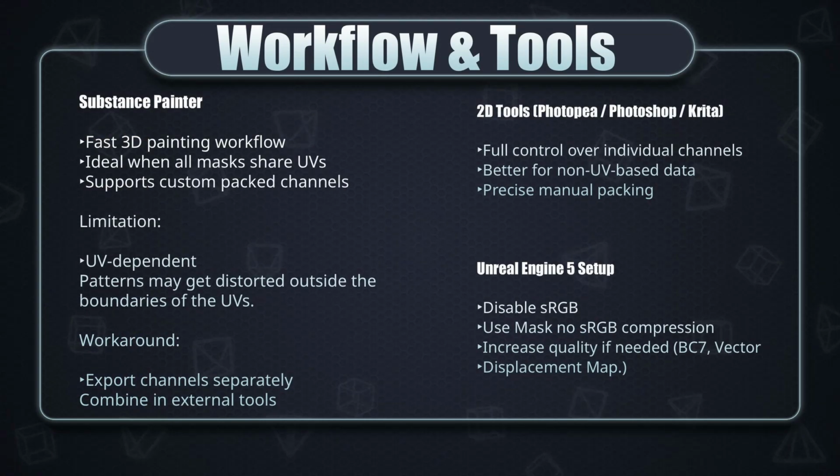In the end, the best workflow depends on the kind of texture you're creating. If all your masks share the same UV layout, Substance Painter is very efficient and painting directly on the model is much faster. However, if one channel needs a pattern that must remain intact, combining the final texture outside of Painter is often the safest solution. If you need more direct control over individual channels or non-UV based data, tools like Photopea, Photoshop, or Krita may be a better fit.